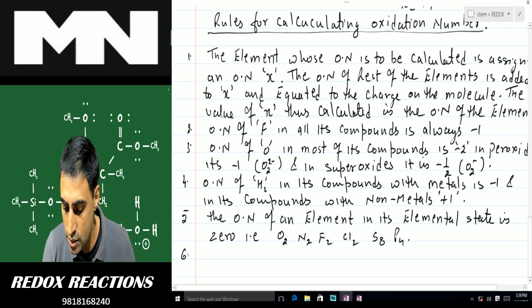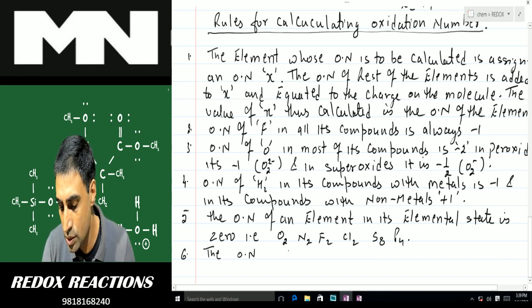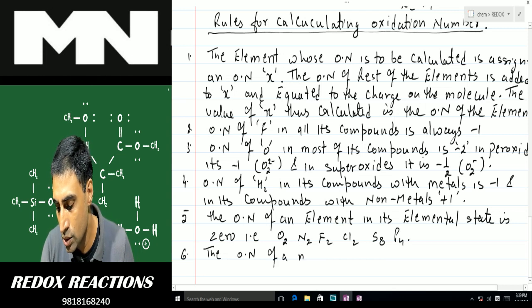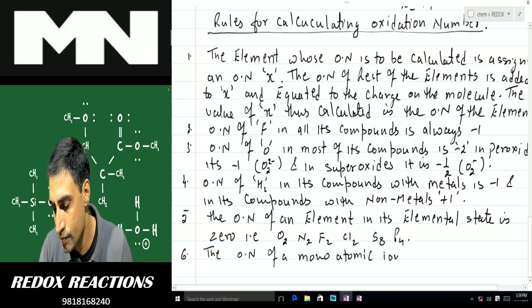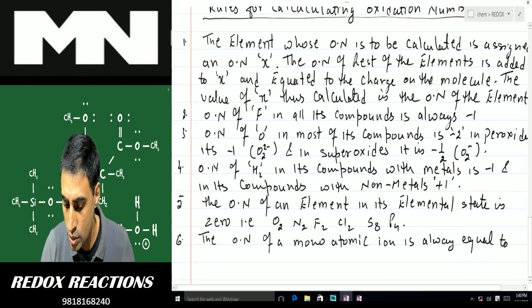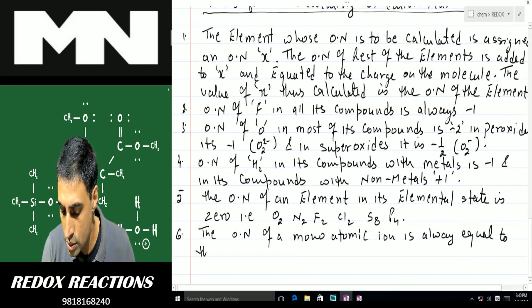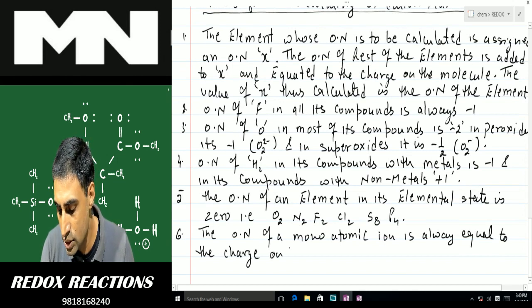Sixth is the oxidation number of a monoatomic ion is always equal to the charge of the ion.